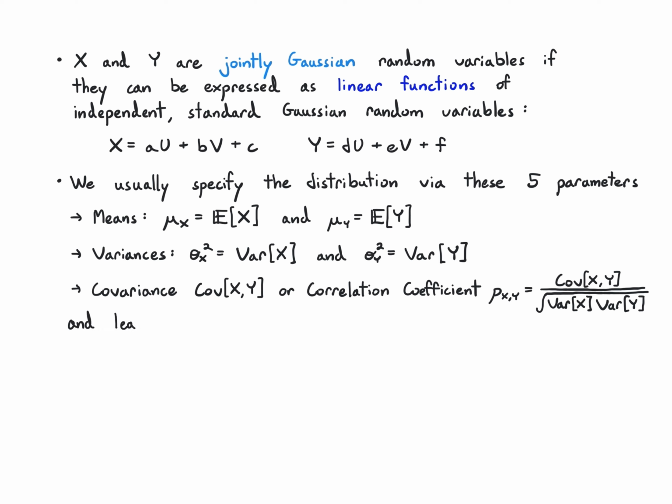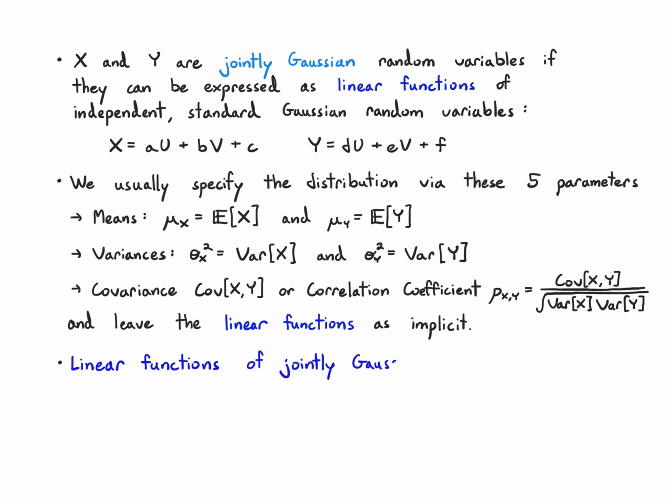So what this means is that we're usually leaving the linear function implicit. There's a linear function that's specified by the a, b, c, d, e, f coefficients, but we usually don't give that. We usually just give these 5 parameters. The most important property of jointly Gaussian random variables that we can see immediately from here is that linear functions of jointly Gaussian random variables are themselves going to be jointly Gaussian random variables.